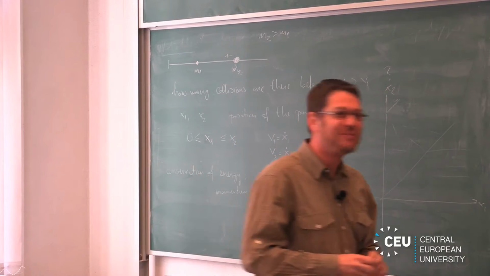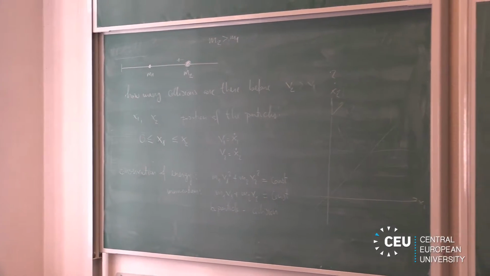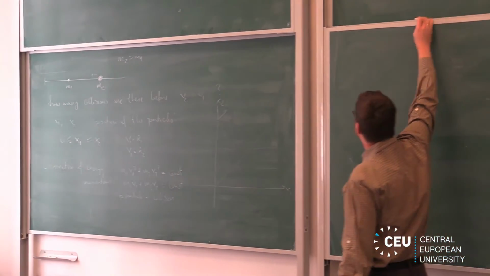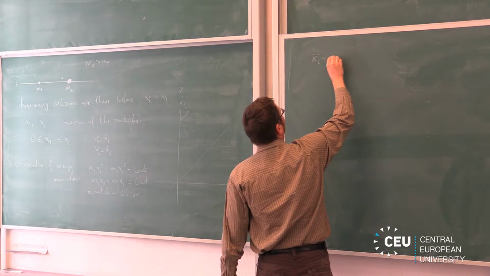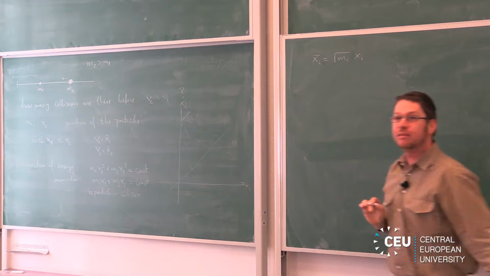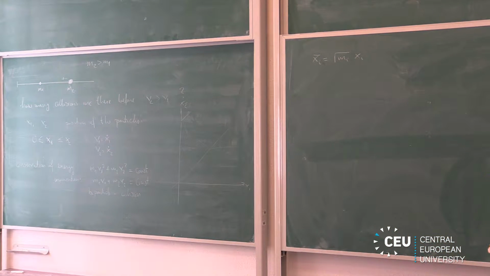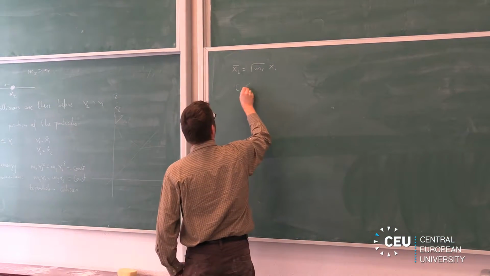Okay, thanks. So here's a way to approach this problem. Instead of the original xi, I introduce new variables, which are rescaled by the square root of the masses. Then the original relation changes.